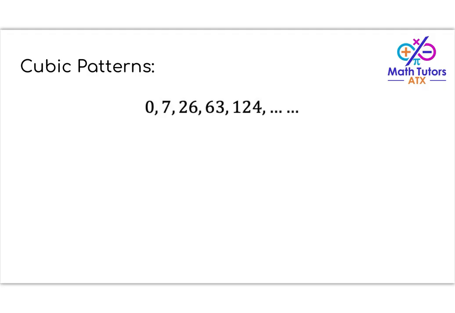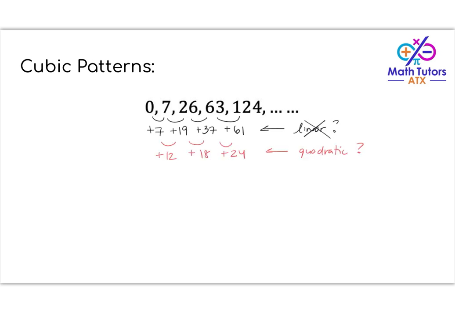Another pattern to look for is a cubic pattern. So I'm going to go ahead and do the first difference. And our first difference is not constant, so it is not linear. So next thing, I'm going to do the second difference. Well, guess what? Our second difference is also not constant. So what I'm going to do now is my third difference. Oh, look at this one. Okay, so the third difference being constant means we have something that is cubic.